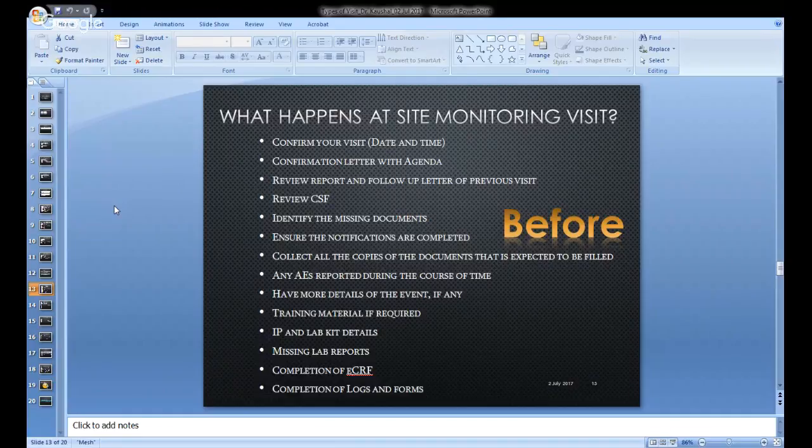Completion of logs and forms. We have been talking since the site initiation visit about the logs and forms, so ensure that they are complete because this will be something that will be a source for you to do the SDV.